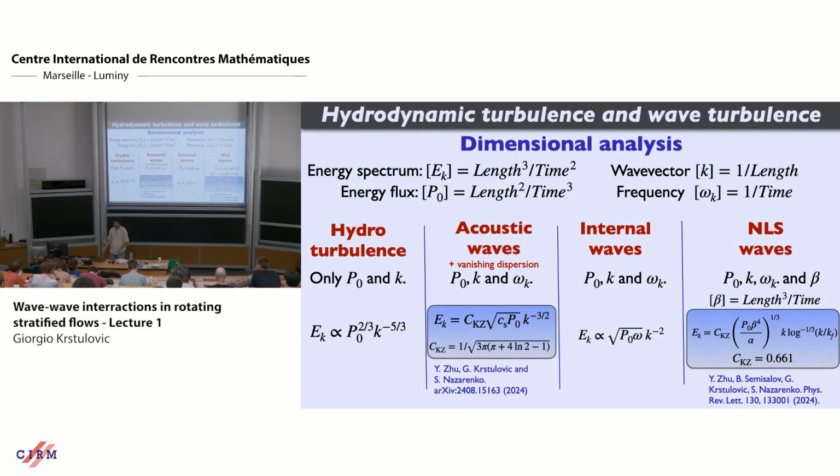A bit like the 2D inverse cascade in Navier-Stokes. It's the same spirit, and it's somehow similar. It's very difficult to observe numerically for the same reason that it's difficult to observe the inverse energy cascade in 2D. Good, can I move forward?